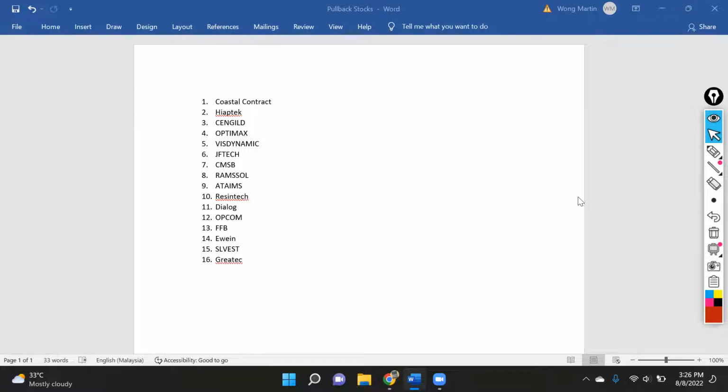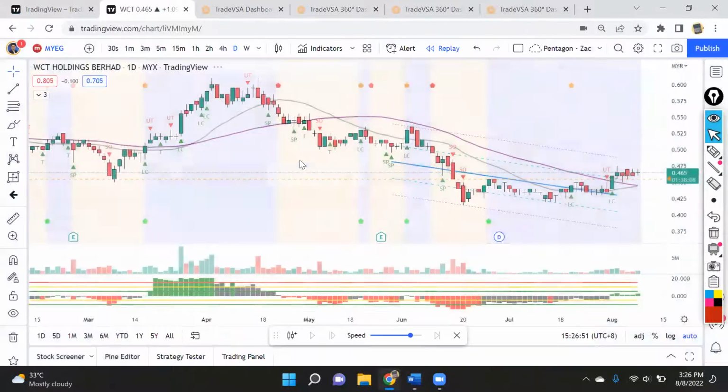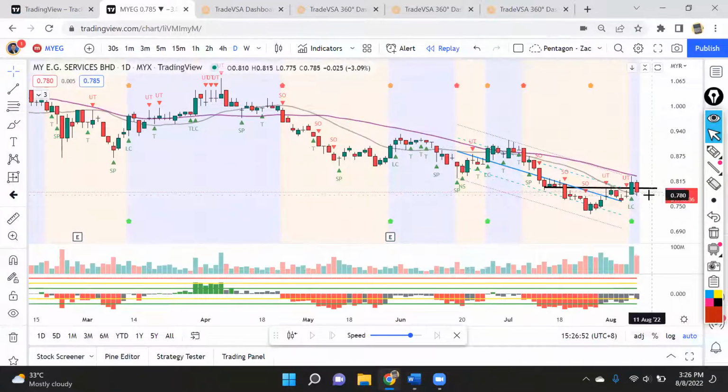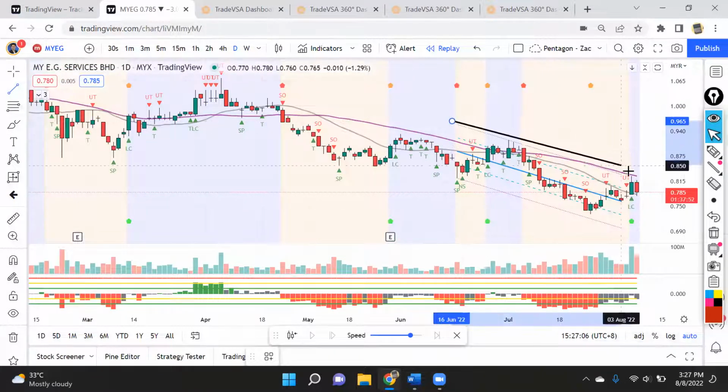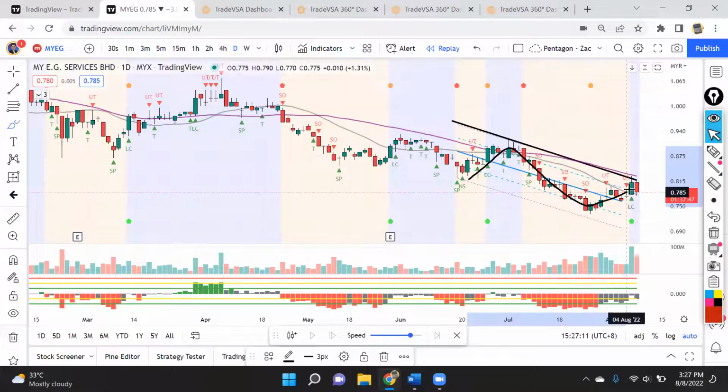MYEG is not a pullback, but they are making a reversal. I don't think MYEG is a pullback yet, but yes, I am monitoring MYEG because MYEG came with high volume, and today high volume again. This morning I was monitoring MYEG very closely because the volume on this line change over here is good. But overall they are still in downtrend. Notice the trend line actually hasn't broken yet.